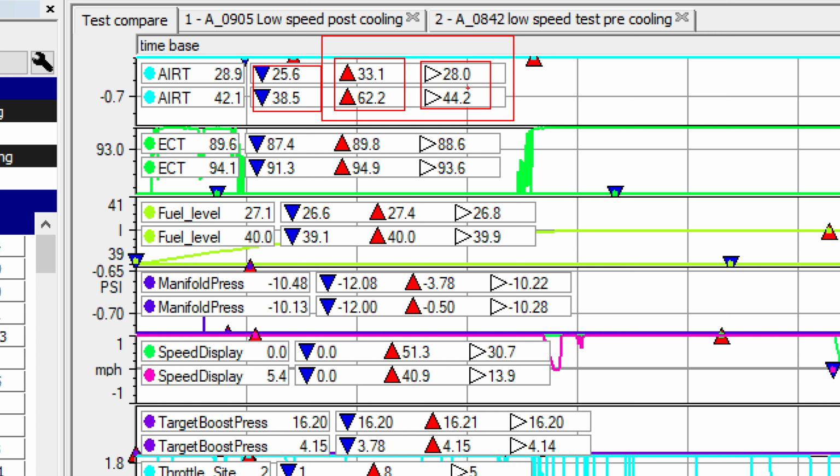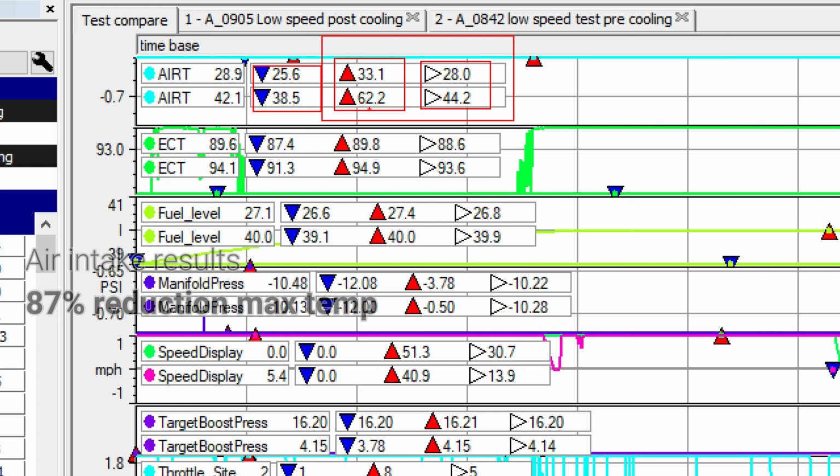So the air intake, bearing in mind I've done a lot of work around the intake system, cooling it. Look at the difference here. The maximum on the post-cooling is 33.1 degrees Celsius, whereas the maximum pre-cooling is 62.2. That's a pretty massive difference. That's an 87% improvement, which is quite staggering in this particular data set. Not all the data sets are this good. I can show you a few others, but in this particular data set, this is about the maximum difference.